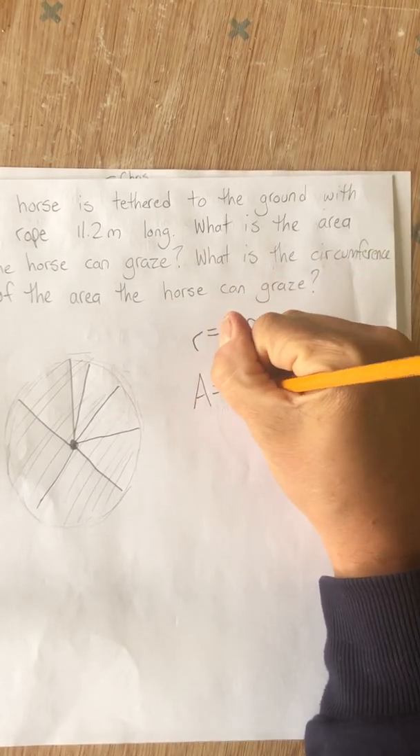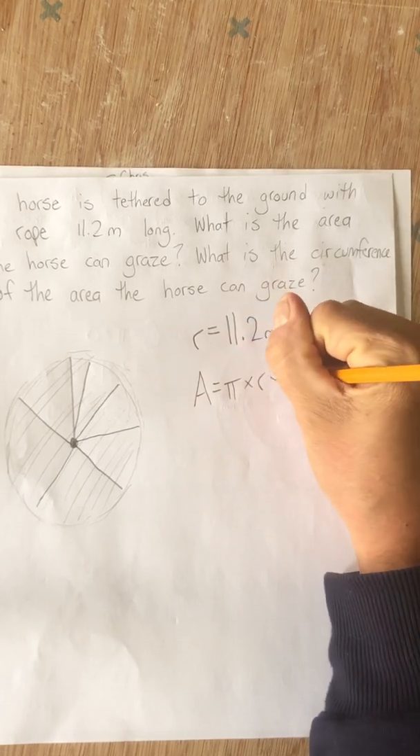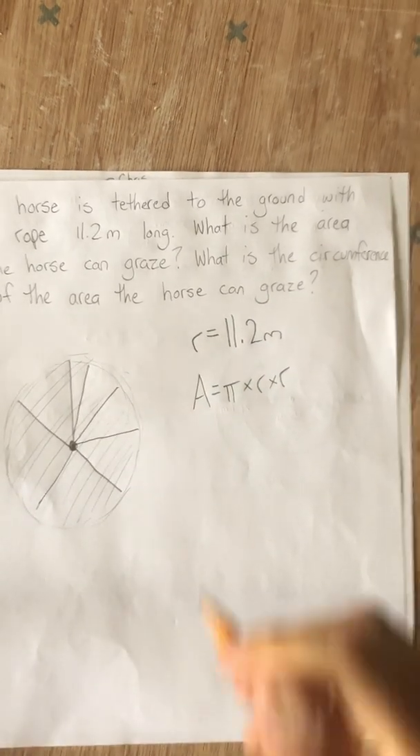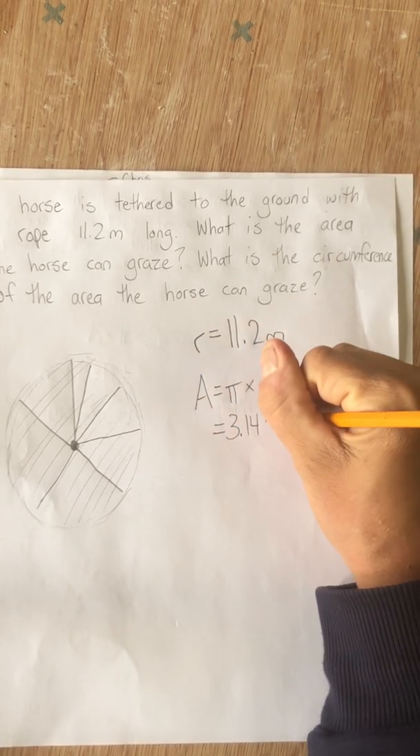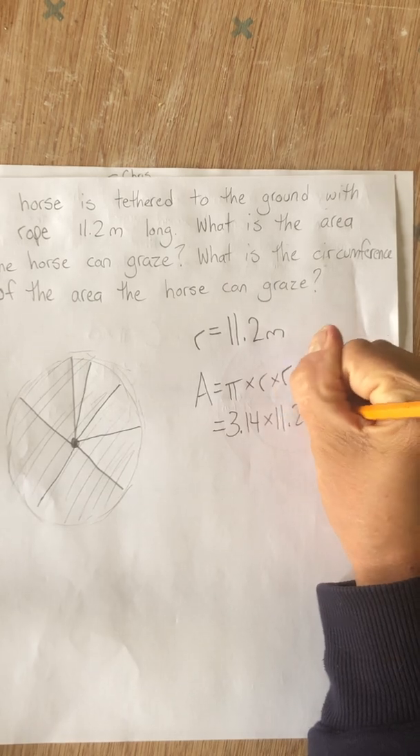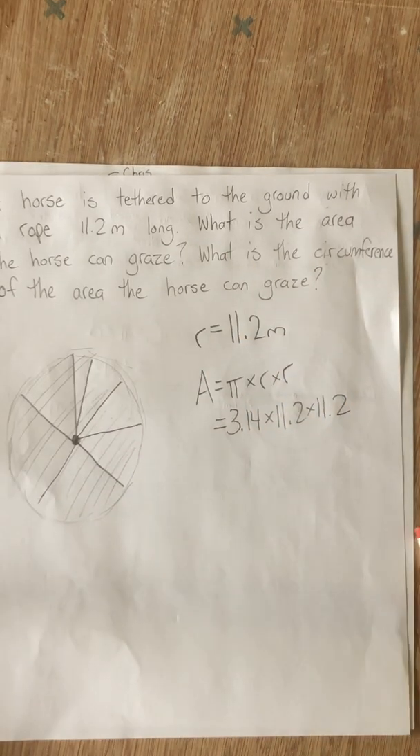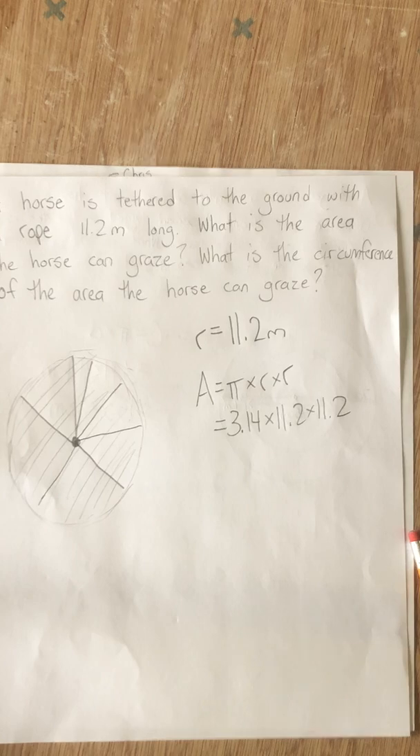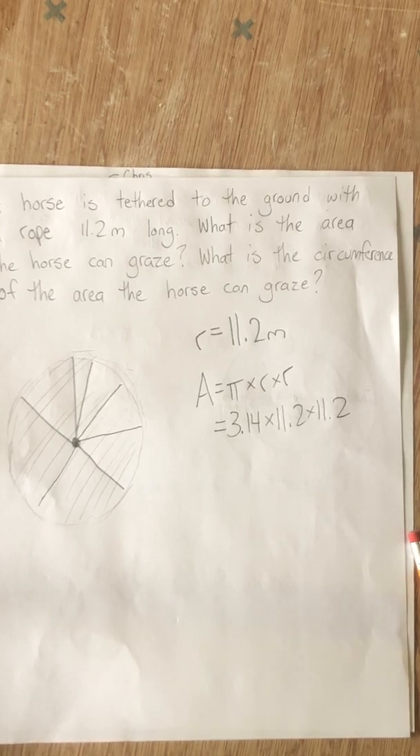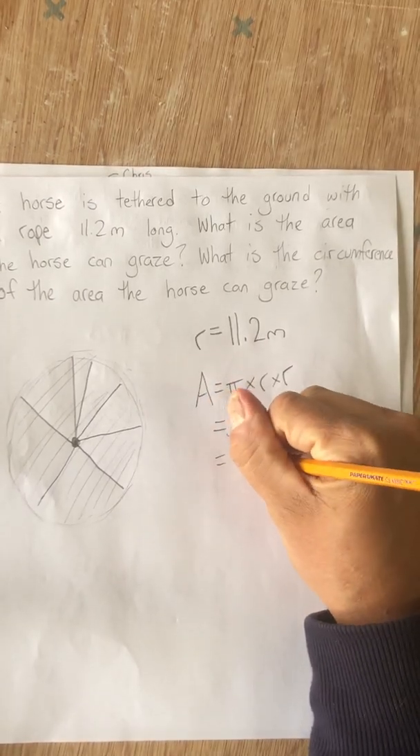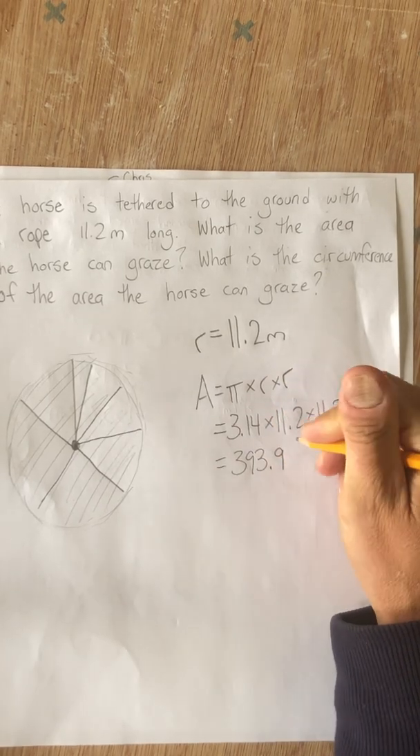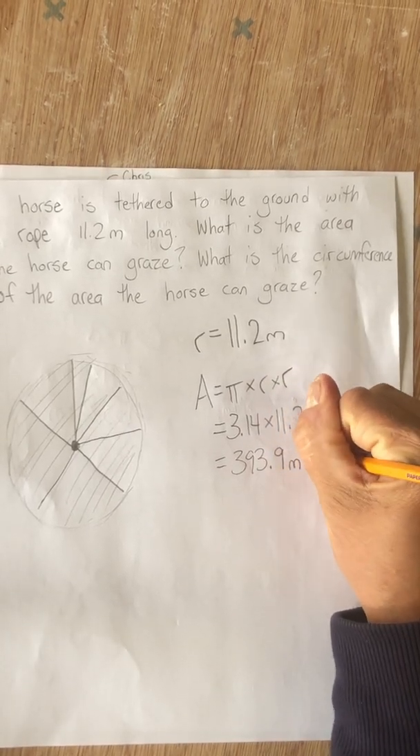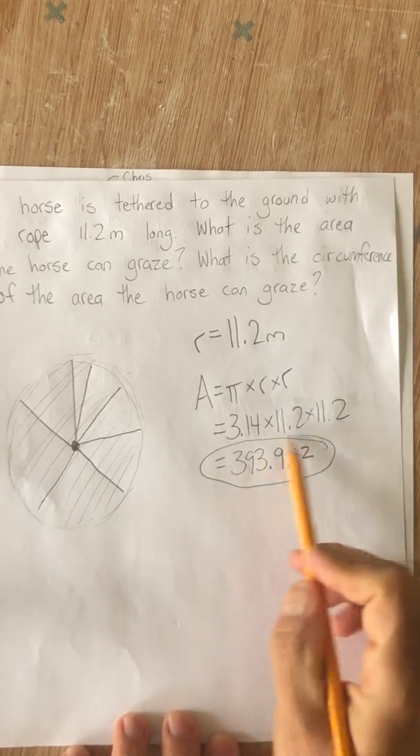So area is pi times radius times radius. My radius is 11.2, so it's going to be 3.14 times 11.2 times 11.2. What do I get? I get 393.88, so let's just round it to 393.9. It's going to be meters squared. So there's my area of this here.